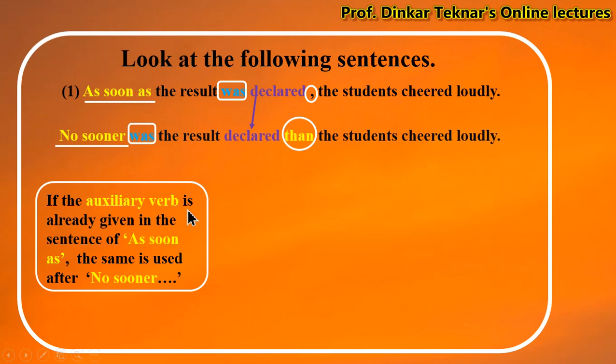Do not use do, does, did because the auxiliary verb is already given here, and the same auxiliary verb is used in the sentence of no sooner.